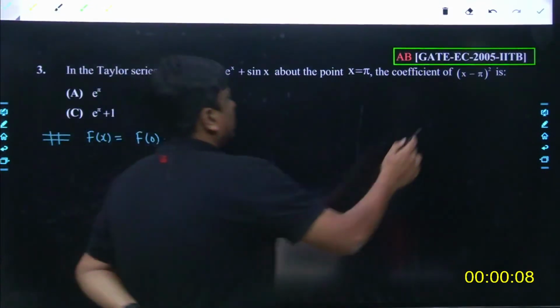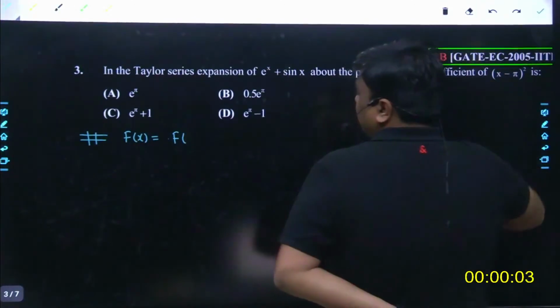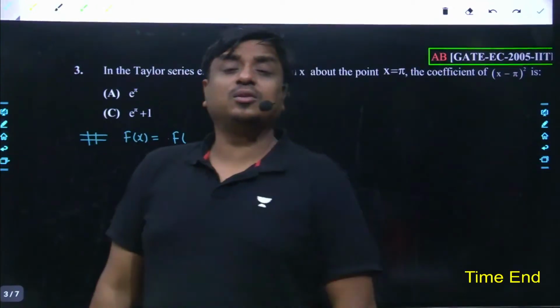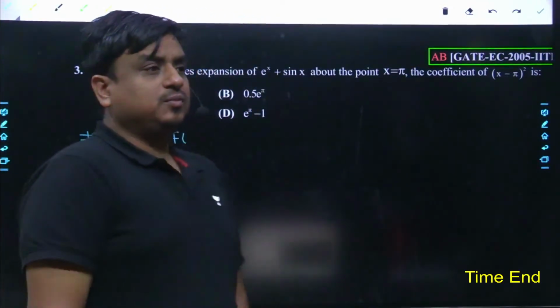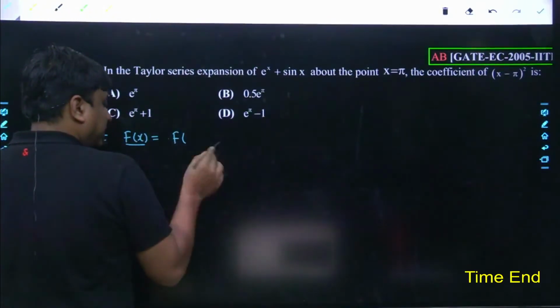I can understand this has been the first mistake many of the students would be doing at this point, because we have been more acquainted with the Maclaurin series expansion where the expansion is made at x is equal to 0, but here we had been doing it at x is equal to pi. So f of x has been expanded around x is equal to pi.